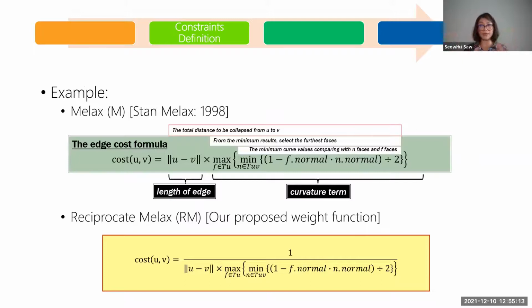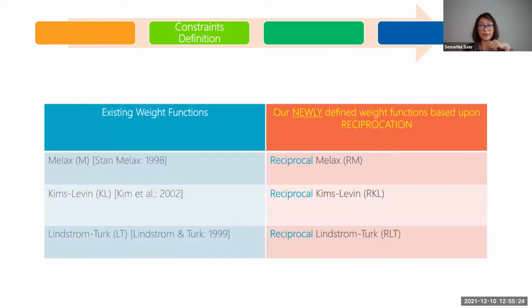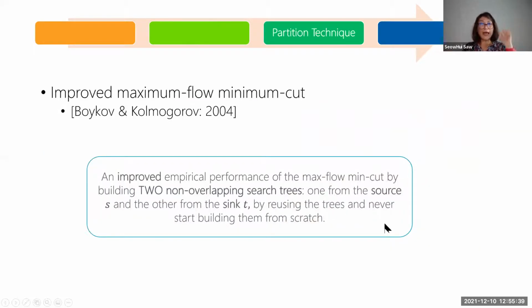This is one example of the formula in Stan Malek's. The second one is how we reciprocate: we just divide one by it in order to get our results. I have also tested this wave function. This is the existing wave function, and this is the wave function with reciprocation. Once I have defined my constraint, I go for the partition technique.